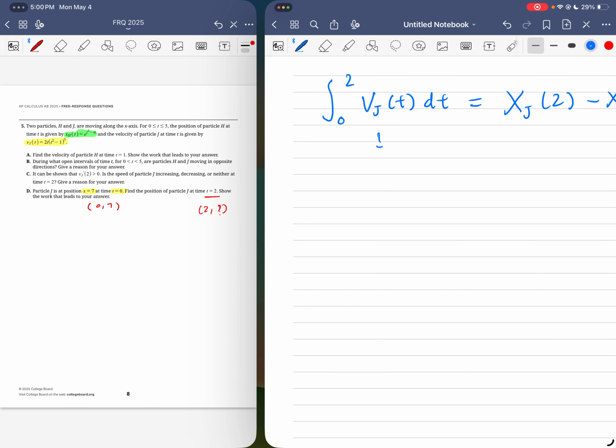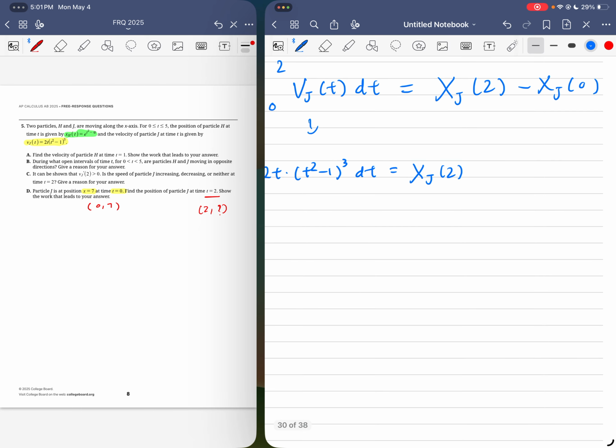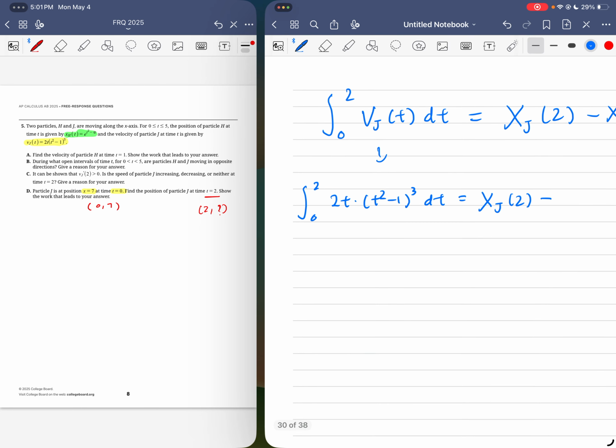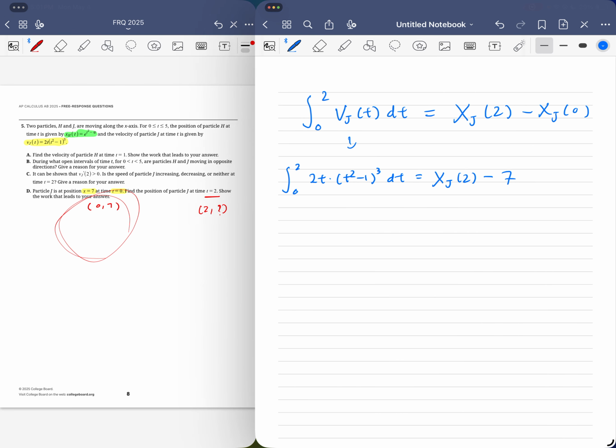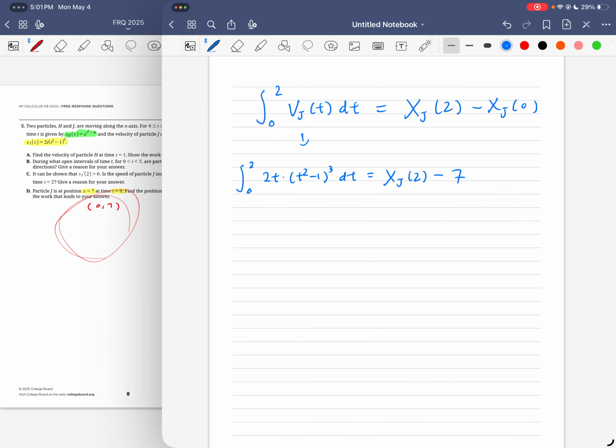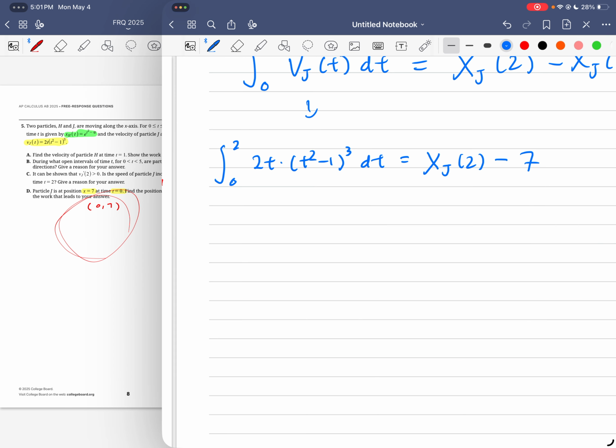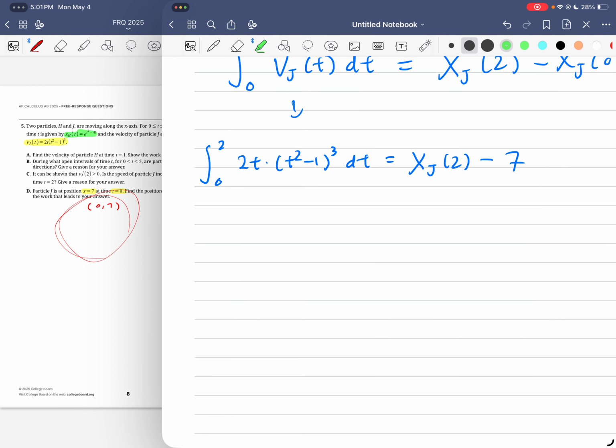This one is the same thing as, we know the equation, the integral of 2t times (t squared minus 1) to the third power dt equals x of j of 2. That's what we're looking for. Minus x of j of 0, which is given to us right here, which is 7. Let's do this one by one. This one we actually have to do by hand. And how can I do it?